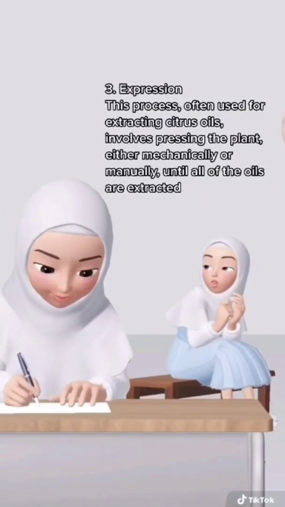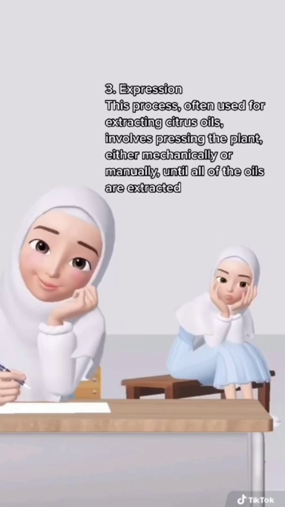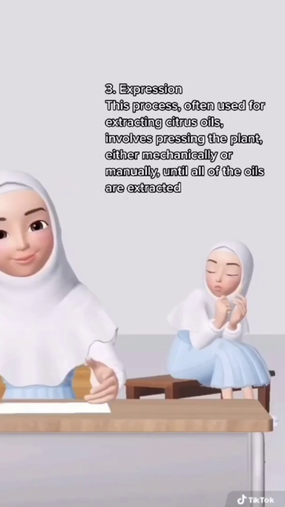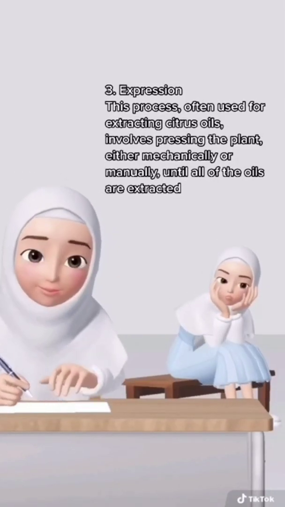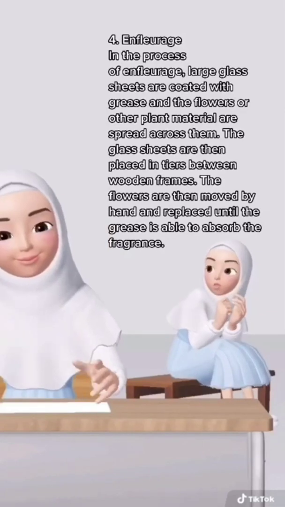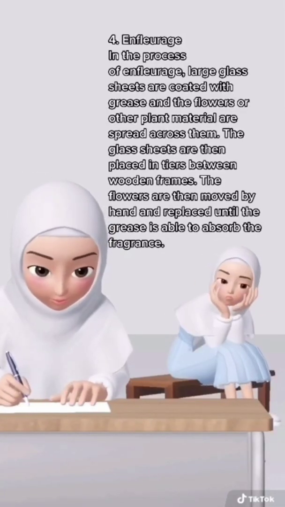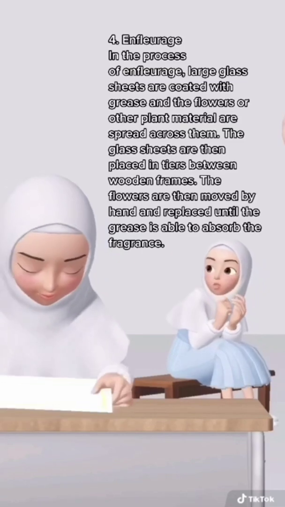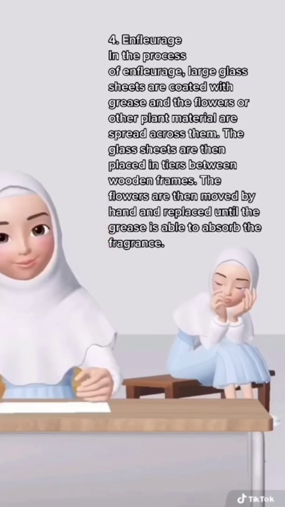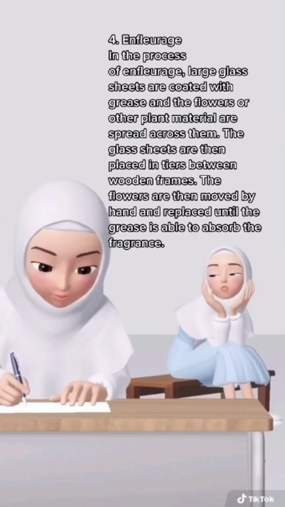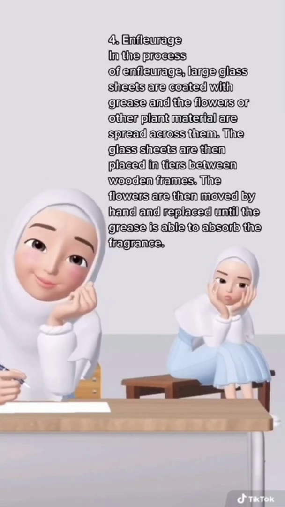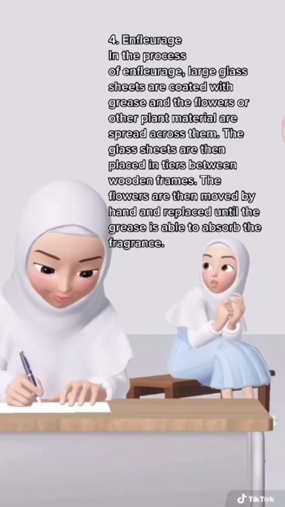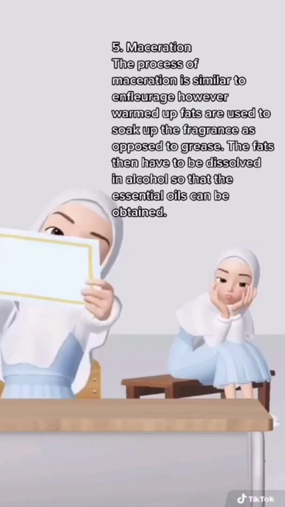After that, we have expression. This process, often used for extracting citrus oil, involves pressing the plant either mechanically or manually until the oils are extracted. Next, we have enfleurage. In this process, large glass sheets are coated with grease and the flowers or other plant material are spread across them. The glass sheets are then placed in tiers between wooden end frames. The flowers are then moved by hand and replaced until the grease is able to absorb the fragrance.